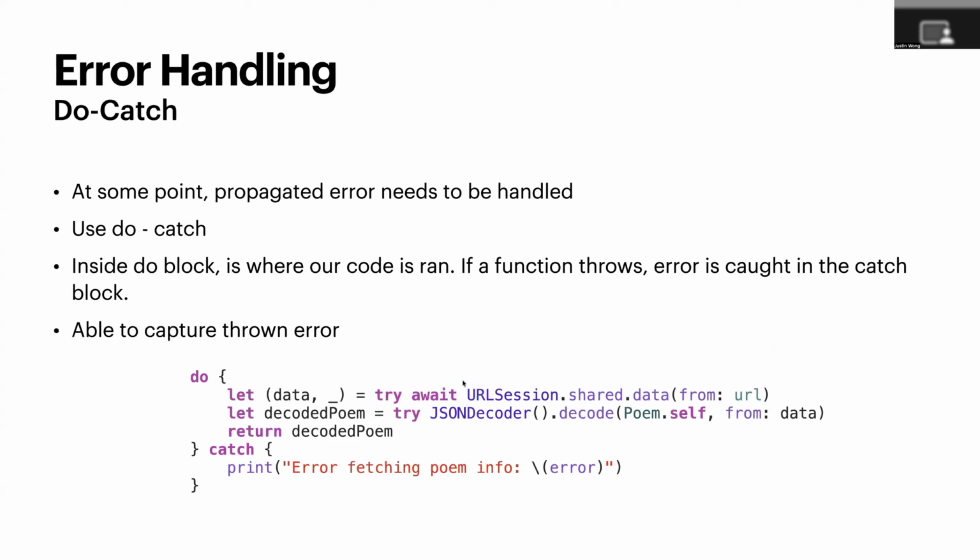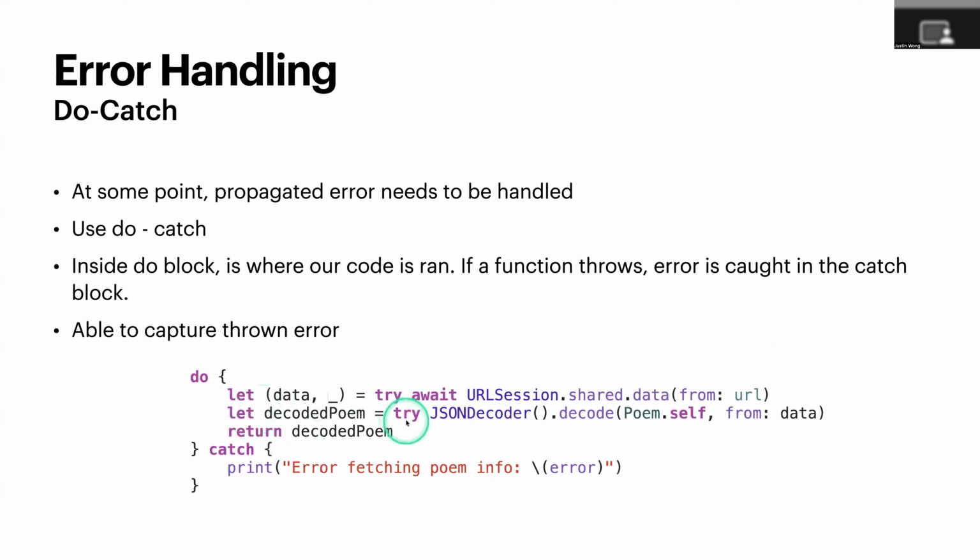Okay, so like I mentioned before, at some point a propagated error needs to be handled. If an error is thrown, we need to handle it, and to handle it, we use a do-catch block. A do-catch block has two parts, the do part and the catch block. The do part is where our code gets run.